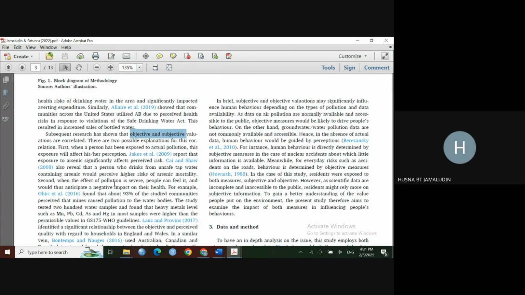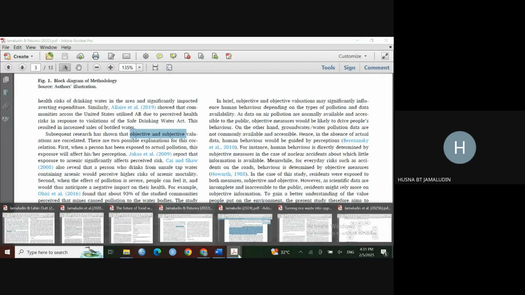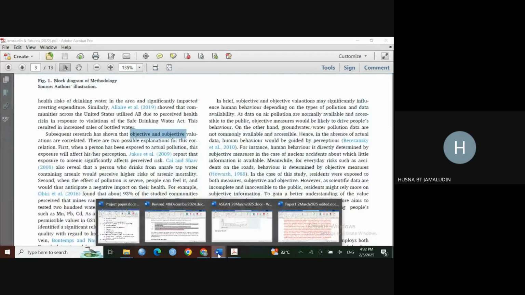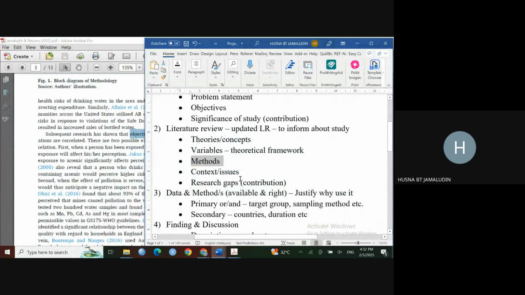Okay, so this is an example of how you can do the literature review using the evolution of the theory. That is one of the examples for the literature review. So we are talking about the theory, concept and variable for the zakat.